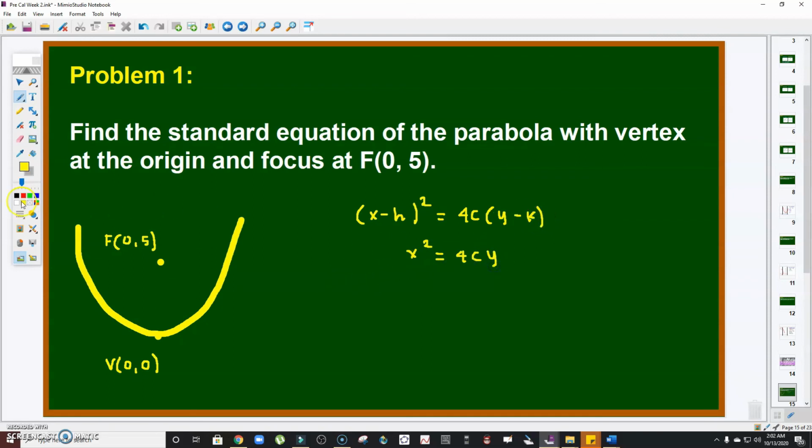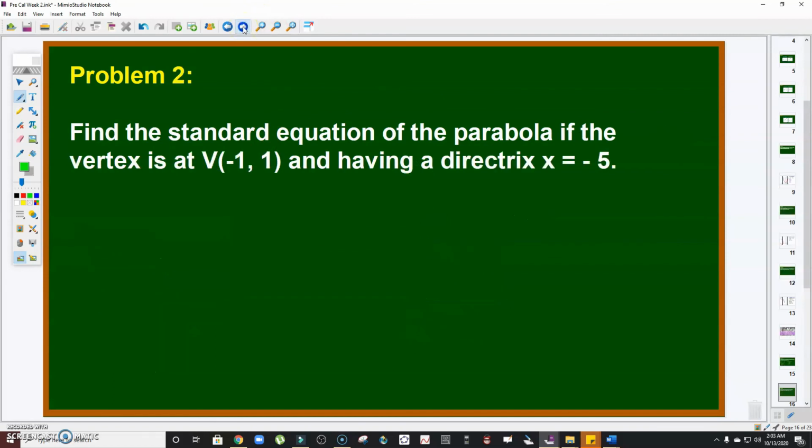Now, what is c? Take note, our c is the distance from the focus to the vertex. Therefore, our c is 5. So 4 times 5y. Therefore, the equation of our parabola in number 1 is x squared equals 20y. I hope we're clear. Pretty simple, right? Let's have problem number 2.